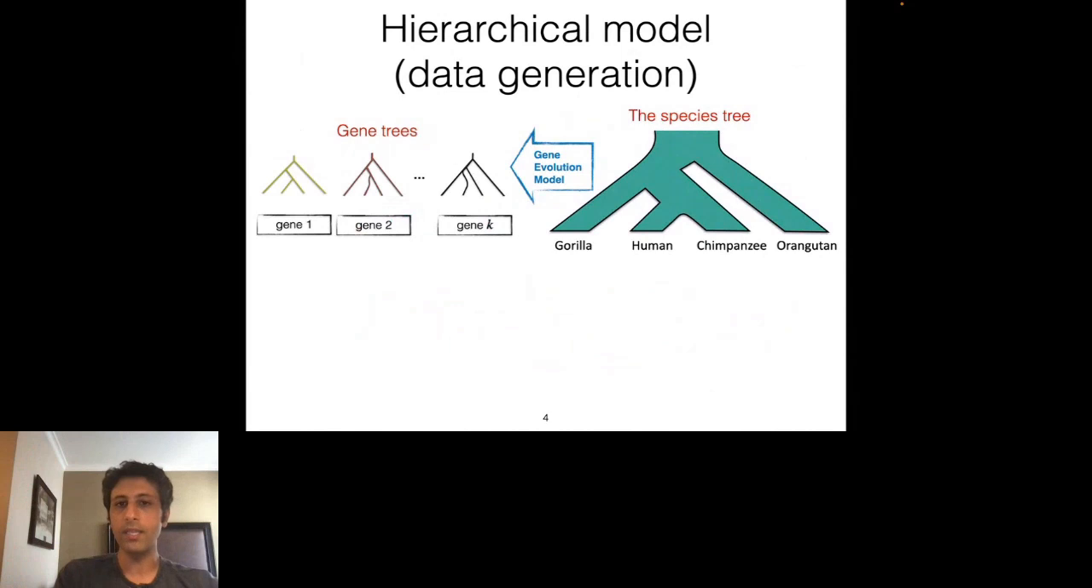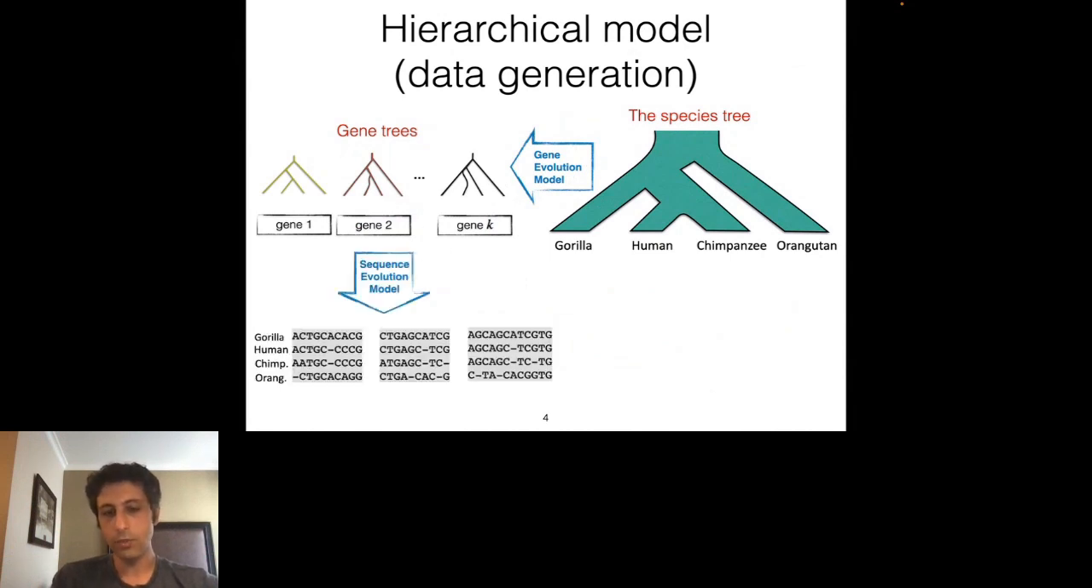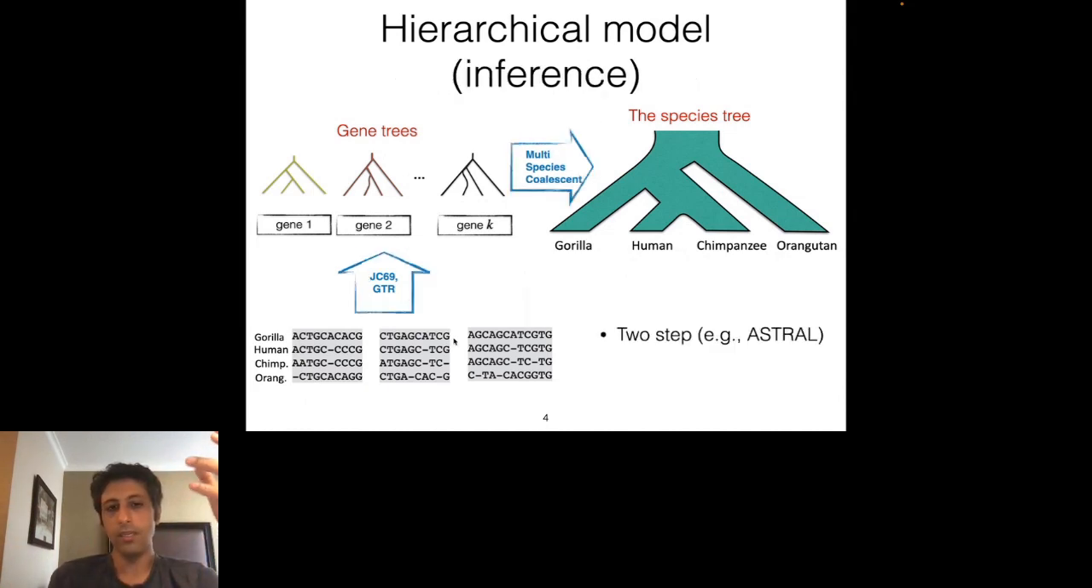A little bit more broadly, we assume a hierarchical model. The species tree, through a model, generates your gene trees, so there's a distribution over gene trees. Each of those gene trees, again through a model of sequence evolution, generates your sequence data. The model for gene tree evolution, like I said, is the multi-species coalescent. For sequence evolution, it could be anything like GTR, for example. Now, this is how data is generated. At the time of inference, you can do things in different ways.